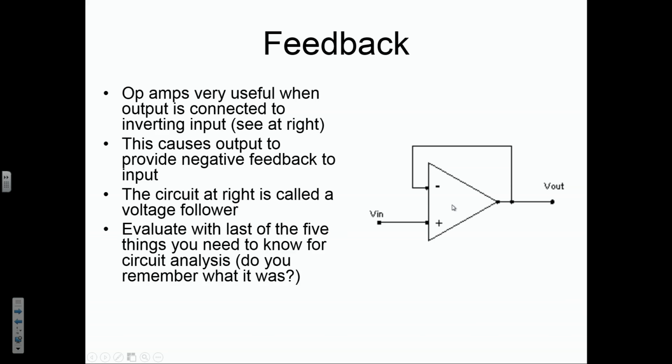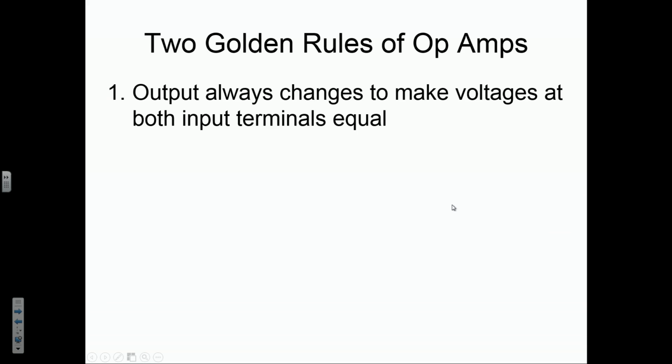Evaluate it with the last of the 5 things that you need to know for circuit analysis. All right, I just told you what those were earlier. Number 5 is the 2 golden rules of op-amps. So now we're going to tell what those are. 1, the output always changes to make voltages at both input terminals equal.